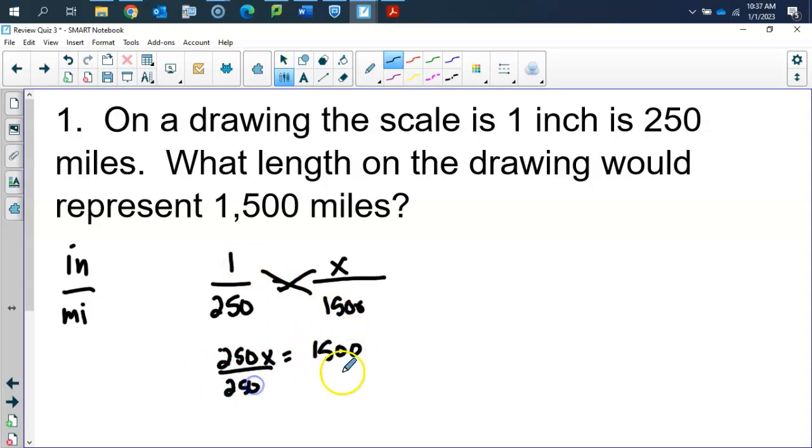Divide both sides by 250. And we end up with x is 6, and the label will be inches. Make sure your answer has a label.